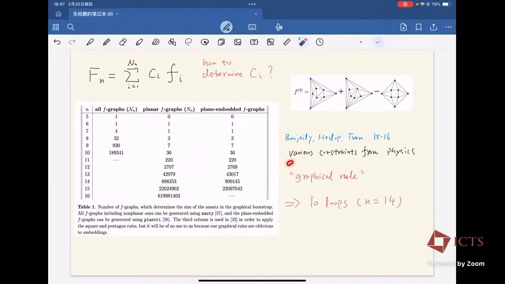They use various constraints from physics to bootstrap these up to 10 loops. So up to 14 points, using a series of rules from how this graph should reduce back to amplitude squared, all these consistency conditions when you reduce it to, say, 4-point amplitude squared or 5-point amplitude squared. It gives you enough constraint to fix it.